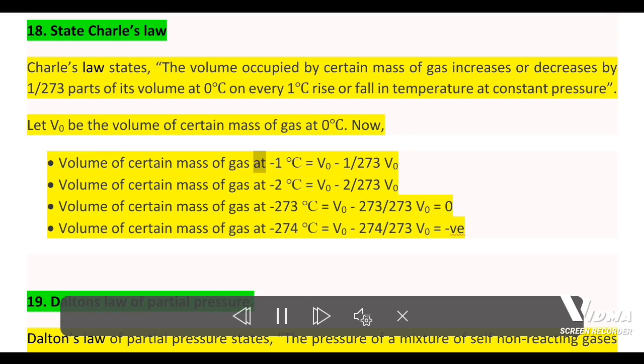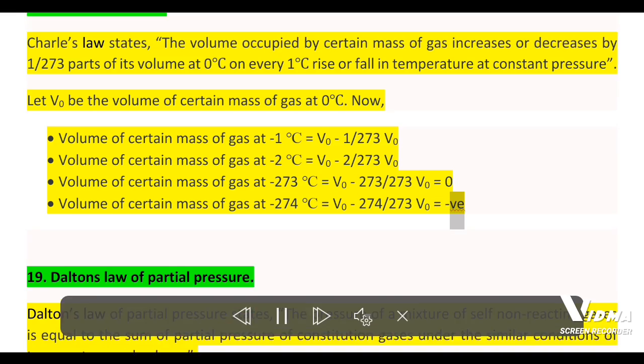Volume of certain mass of gas at 1°C equals V0 + 1/273 of V0. Volume of certain mass of gas at 2°C equals V0 + 2/273 of V0. Volume of certain mass of gas at -273°C equals V0 - 273/273 of V0, which equals 0. Volume of certain mass of gas at -274°C equals V0 - 274/273 of V0, which equals a negative volume.